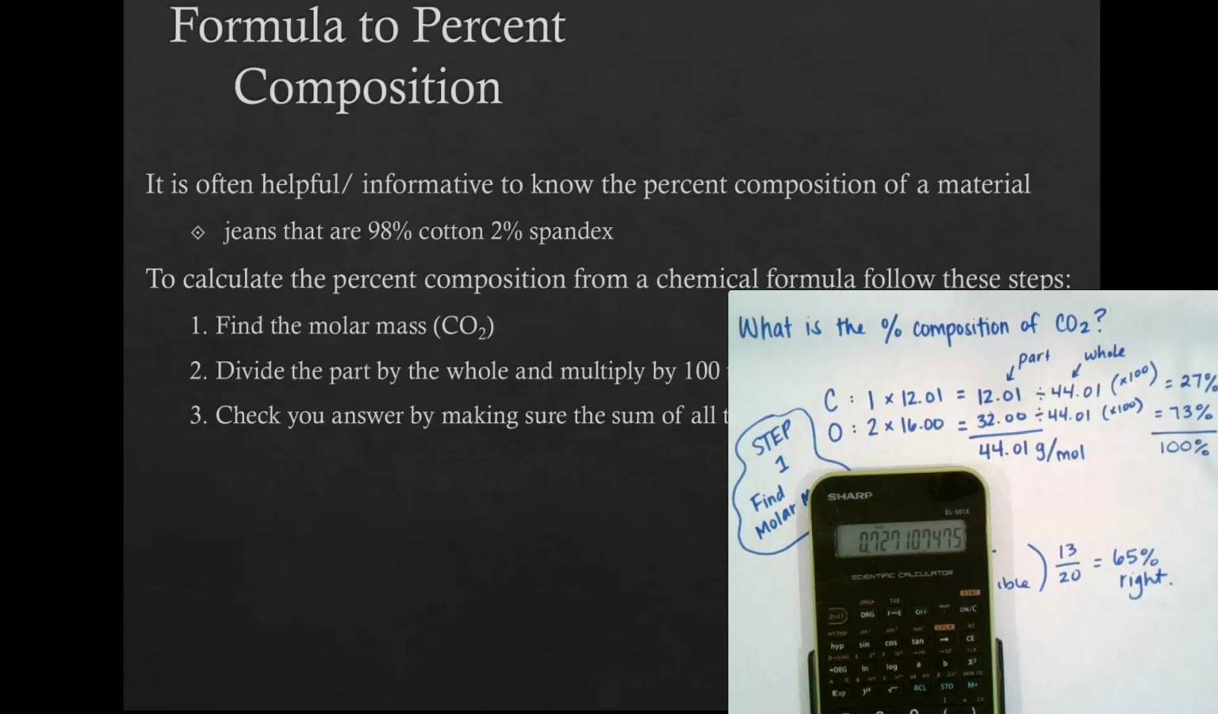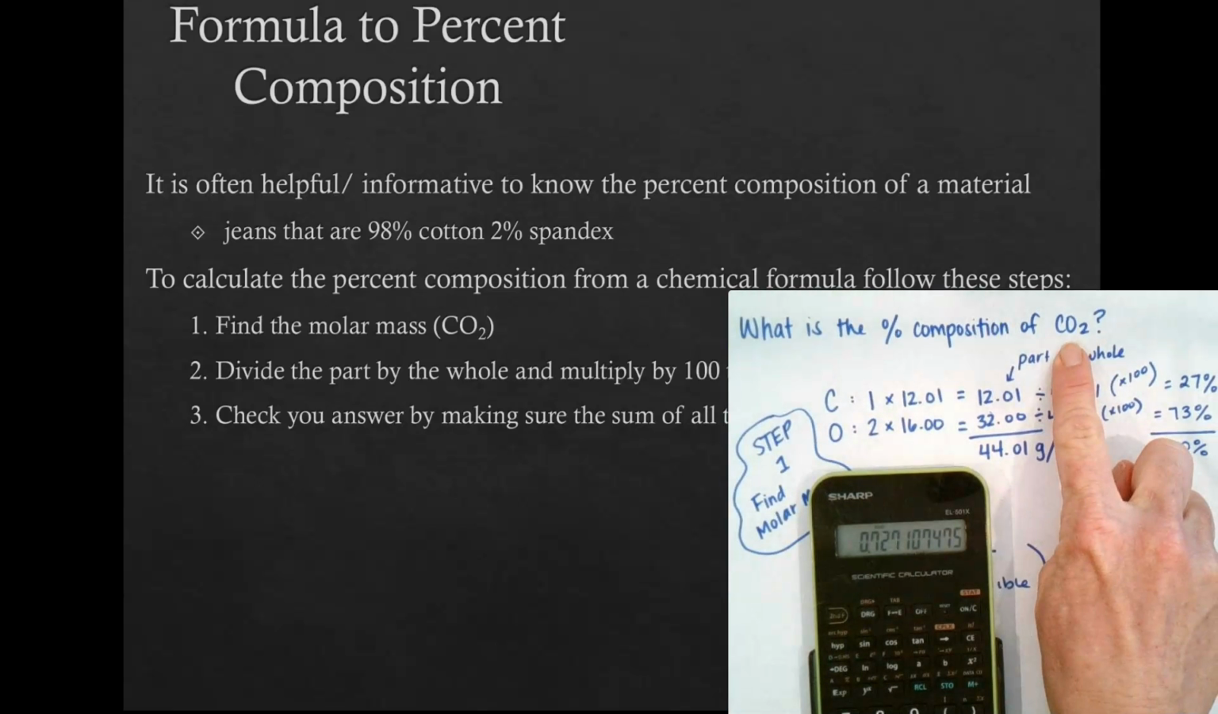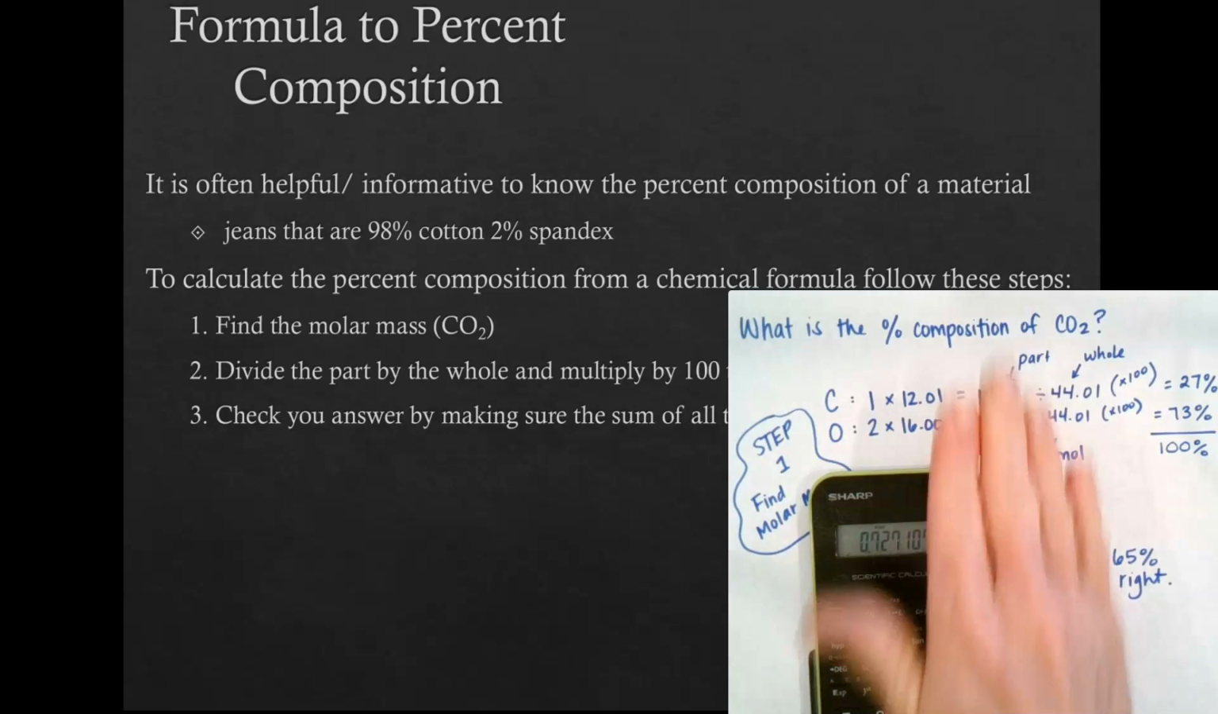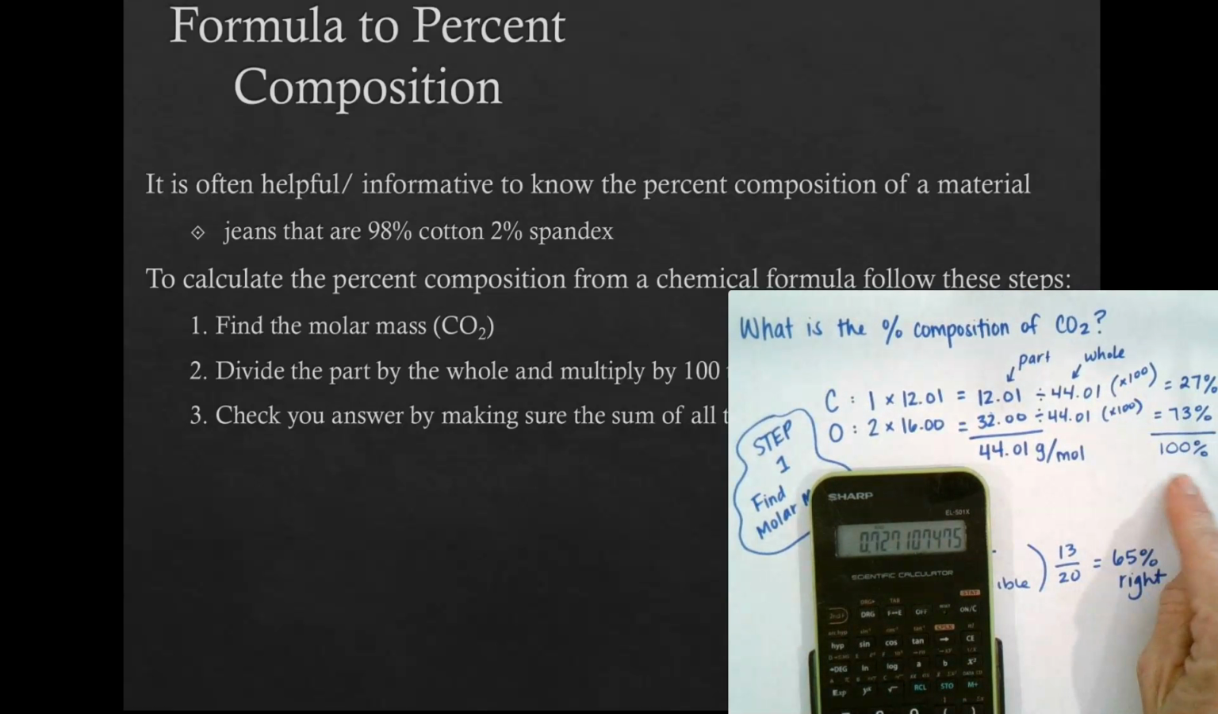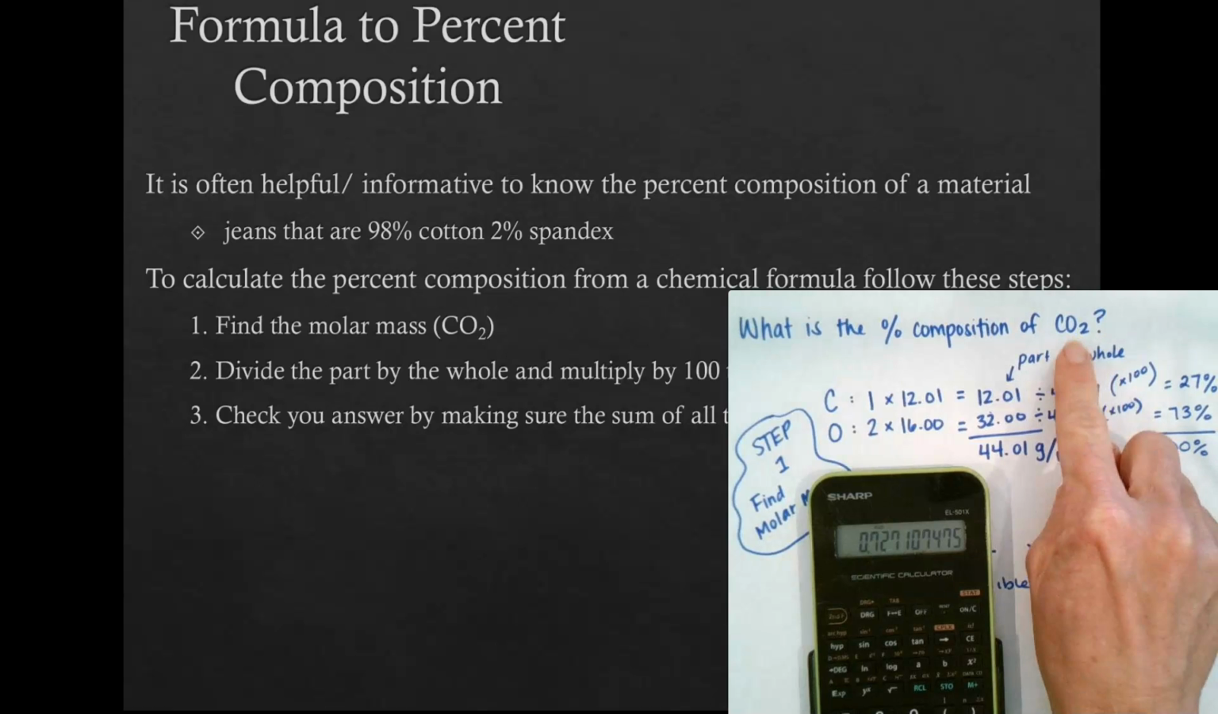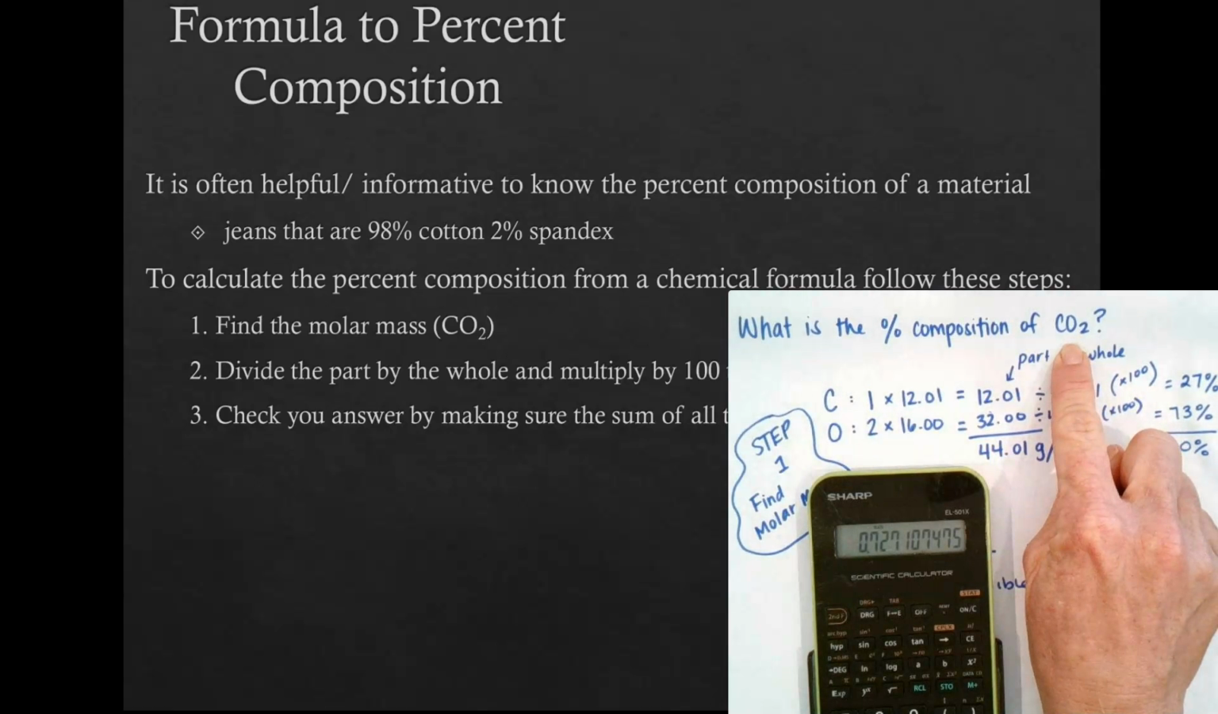The next thing we're going to do is actually take this and work backwards. So when we're taking this and working backwards, we're going to take the percent composition and work our way back to find out this original formula. So for our next problem, you are going to be given things like 27 and 73%, and you're going to be asked to find this number at the end.